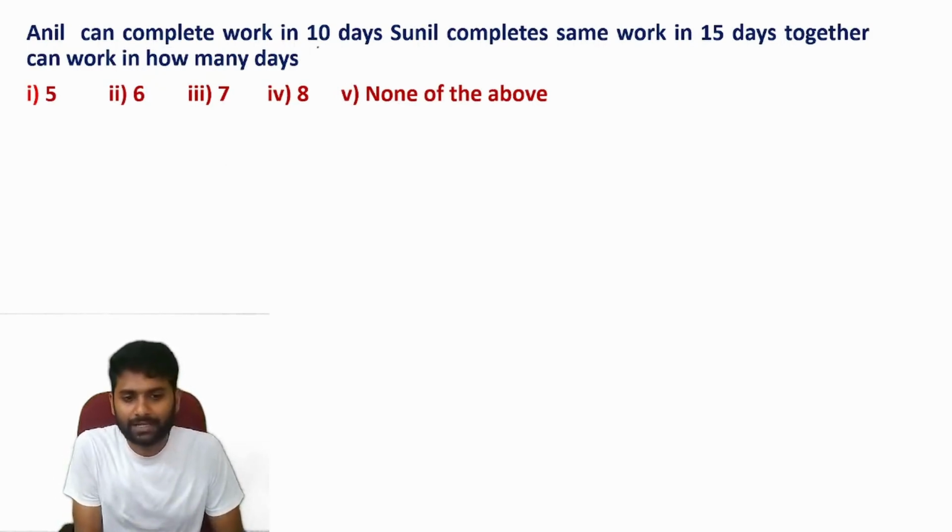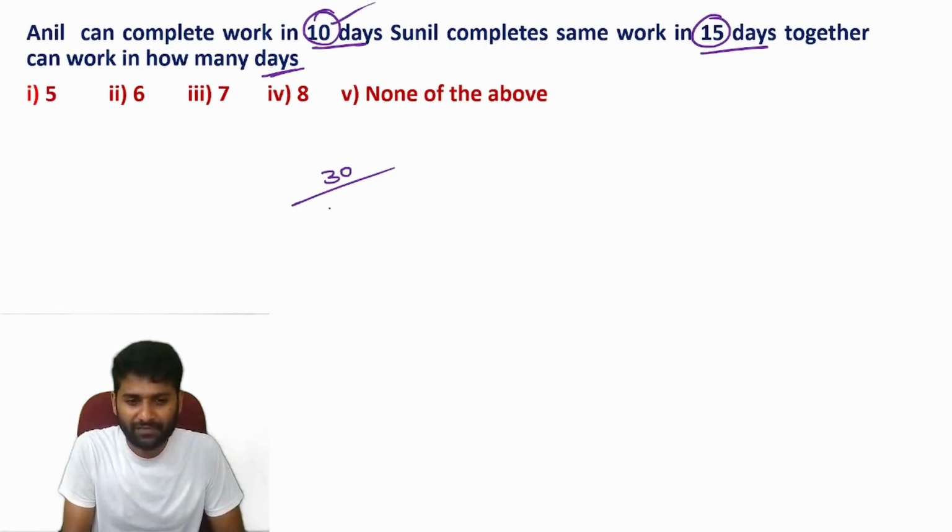Anil can complete the work in 10 days. Sunil can complete the work in 15 days. If both work together, how many days does it take? Now, the common multiple of 10 and 15 is 30 units. A completing in 10 days means the efficiency is 3 units. B completing in 15 days means the efficiency is 2 units. Now, it takes exactly 6 days to complete this work.